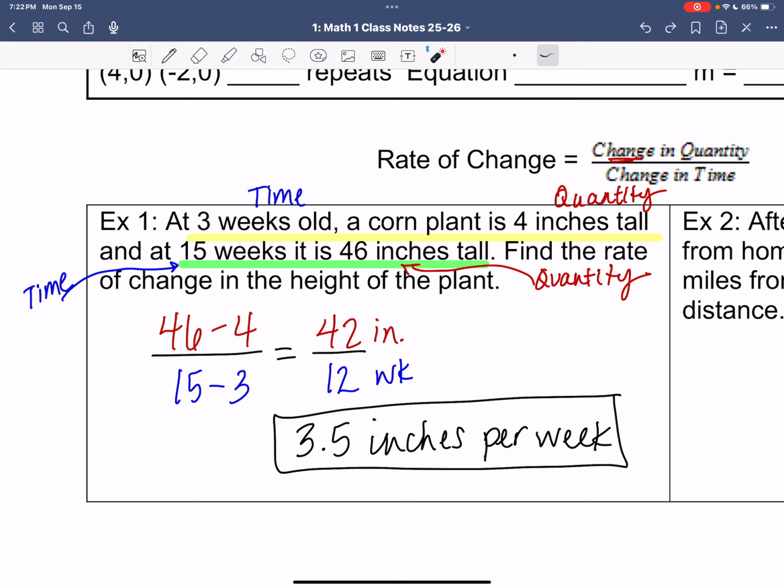You want to look at quantity over time, and then quantity over time, and then you're subtracting them. So 46 minus 4 is 42, and then 15 minus 3 is 12. Divide those out, and you will get 3.5 inches per week.